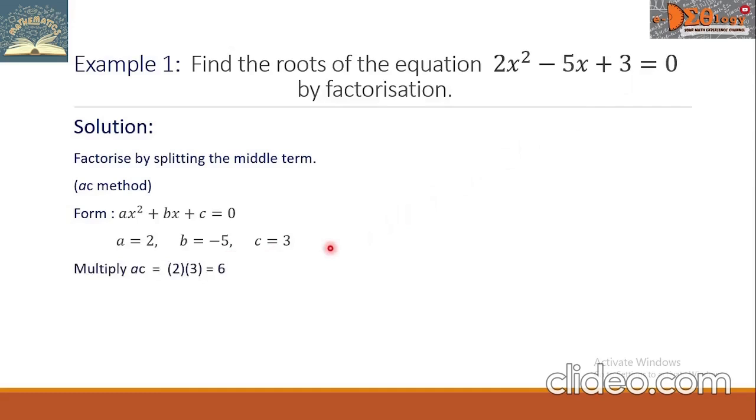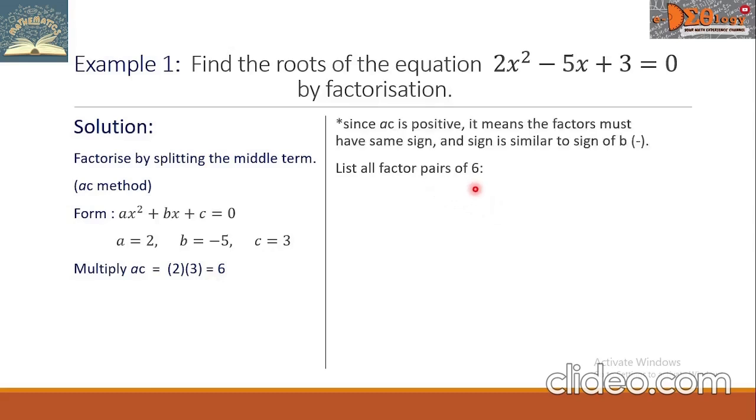The first step here is to multiply the a and the c. That is 2 times 3, and the product is 6. Next, we list all factor pairs of 6. Now, take note, since AC, that is the number 6, is positive, it means the factors must have the same sign, and the common sign is similar to the sign of b. In this case, it is negative.